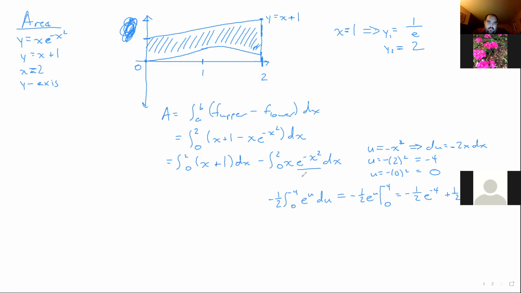Okay. So we're kind of doing this in a weird way, but that's okay. Now what I have for my area is this, the integral from 0 to 2 of x plus 1 dx minus this thing I just found. So minus 1/2 minus 1 over 2 e to the 4th. All right, so got the more complicated of the two integrals done. Now what?